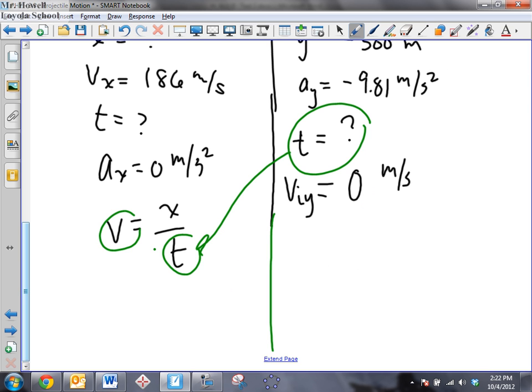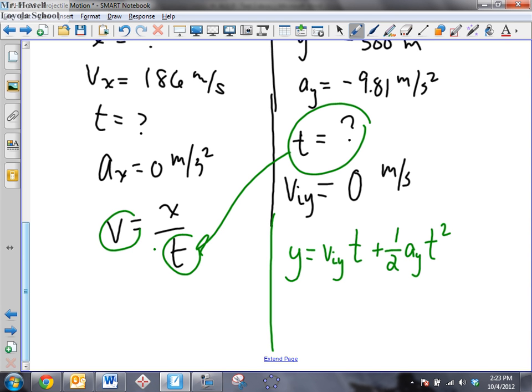What do we got? Helen. The VIY times T, plus 1/2 AY times T squared. Good. Again, why am I using this equation? Well, let's go through the process. We know VIY, it's right here. We know acceleration, it's here. We know the Y value, it's up at the top, -500. So we can find time.